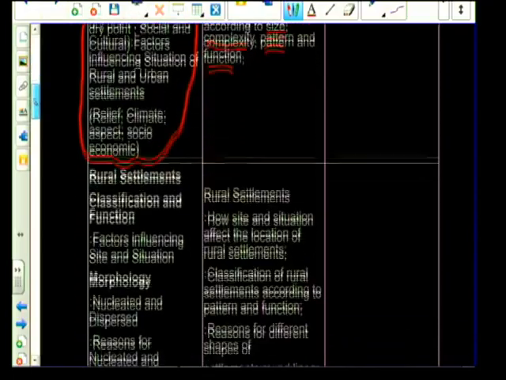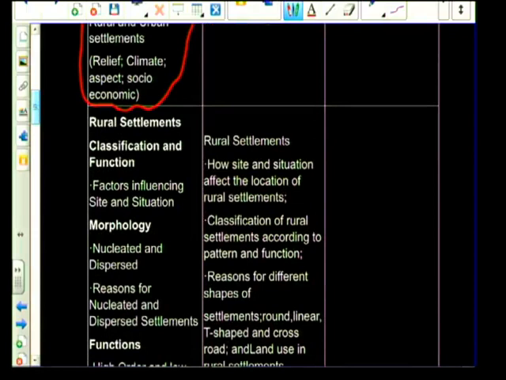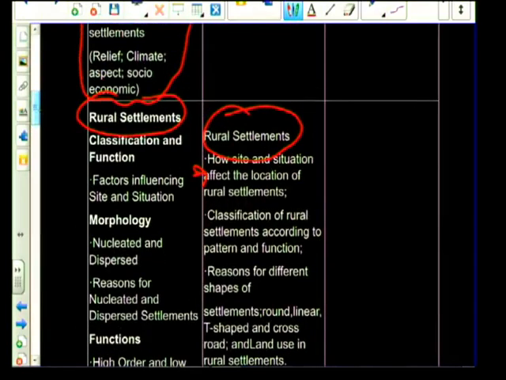All right. The next one, rural settlements, same. Rural settlements. All right. Factors influencing site and situation, same here. How site and situation affect the location of rural settlements. All right, same. Yeah, we talk about classification or morphology rather. You understand? Yeah, again, in terms of the pattern and the functions, etc.